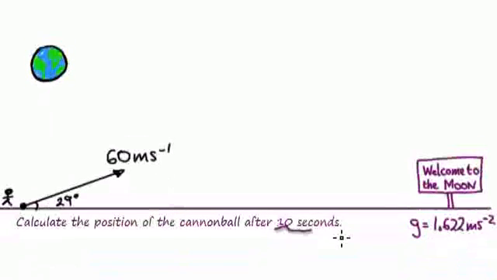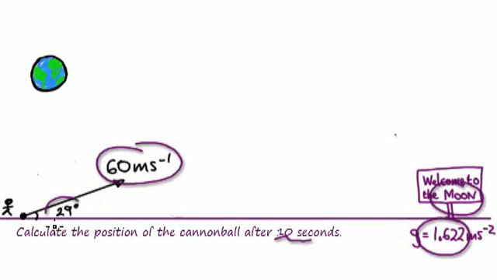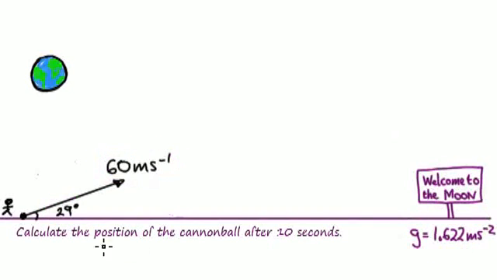Okay, let's give you guys some more practice. So now we are on the moon. Gravity on the moon is this. You're going to fire the cannonball at 60 meters per second at an angle of 29 degrees. Find out the exact position of the cannonball after 10 seconds.